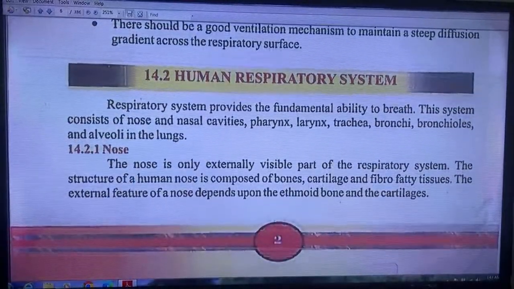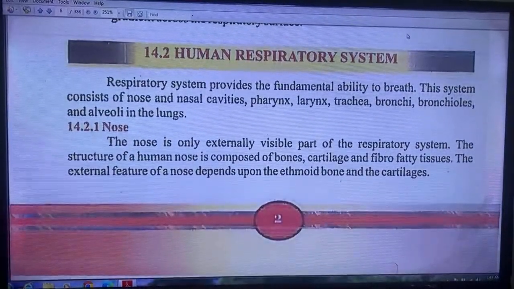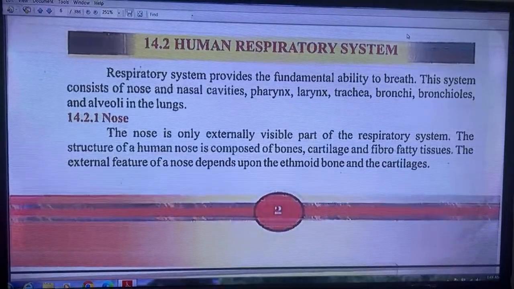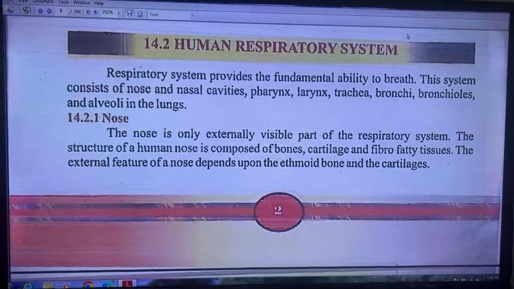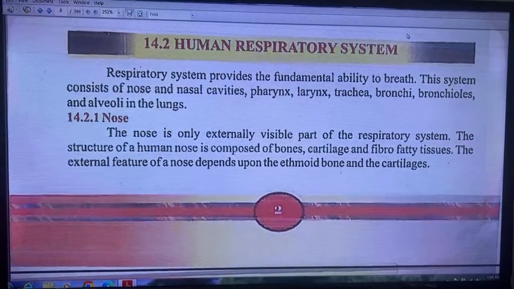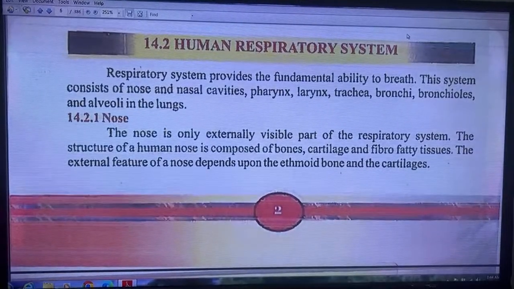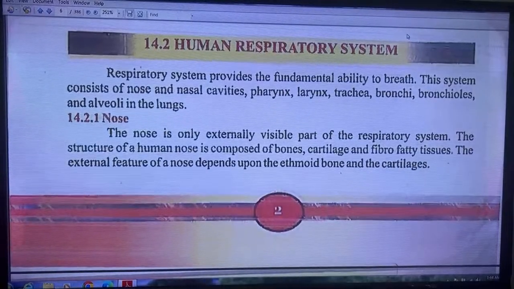Human respiratory system. The respiratory system provides the fundamental ability to breathe. The system consists of the nose and nasal cavities, pharynx, larynx, trachea, bronchi, bronchioles, alveoli, and the lungs.